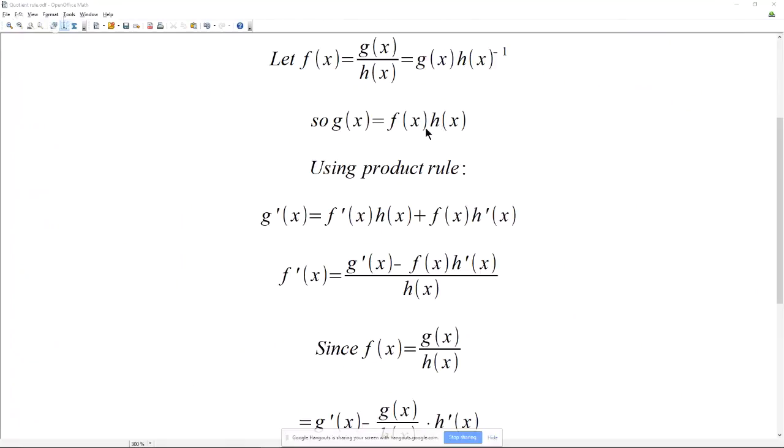So using the product rule on this, we've already learned the product rule, right? The derivative of this function is equal to the derivative of this function times this, plus this times the derivative of this, right? Simple product rule. We did a few of them. So by using the product rule, I want the derivative of this, and it has to be equal to the derivative times the function plus the function times the derivative of the other function. So we've gotten this step so far.